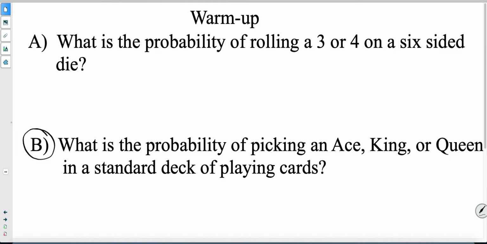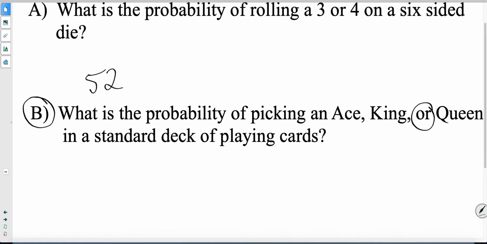So what's the probability of picking an ace, king, or queen in a standard deck of playing cards? So remember, standard decks, 52 cards. And then we have to think about the probability of getting each one of those. So we want an ace, king, or queen. So here's that word that I just said that we want to pay attention to. When we're talking "or," that's when we're going to add probabilities, which I'll show you again on the next slide.